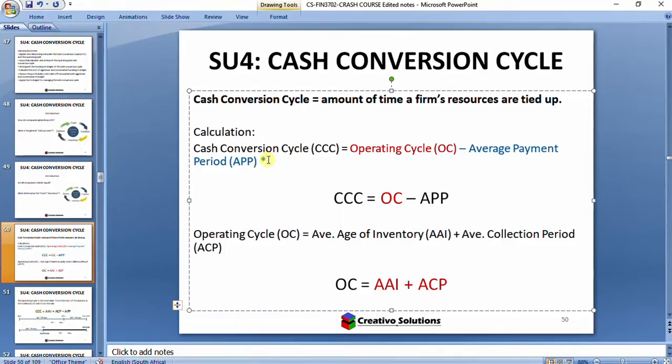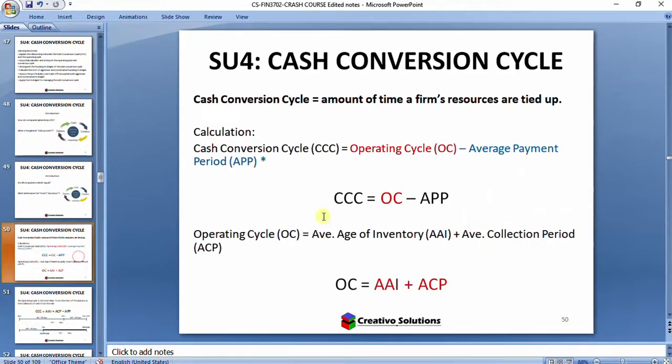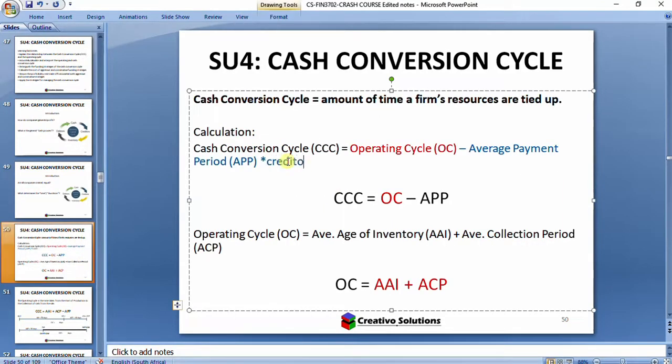ACP? Not ACP, AC. So APP? APP relates to? It relates to your... Which category? Creditors. Correct. Okay, so if you're looking at creditors, creditors is a form of financing.